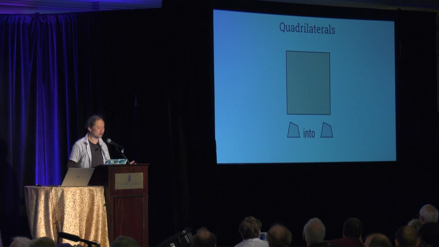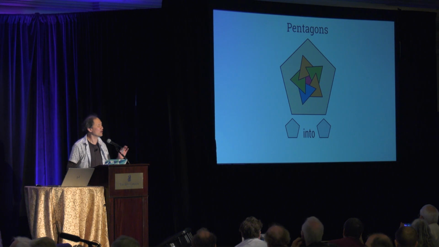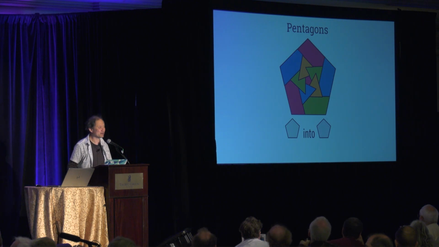Quadrilaterals into quadrilaterals is the easiest case. You saw the squared square, but you can also rectangle a rectangle this way, very common dissection. Pentagons, a little harder. It is possible, but here's how it works. 1 in the center, 5 around it. Those are 5 concave pentagons, not overlapping triangles. And then 5 more around that. Takes 11.